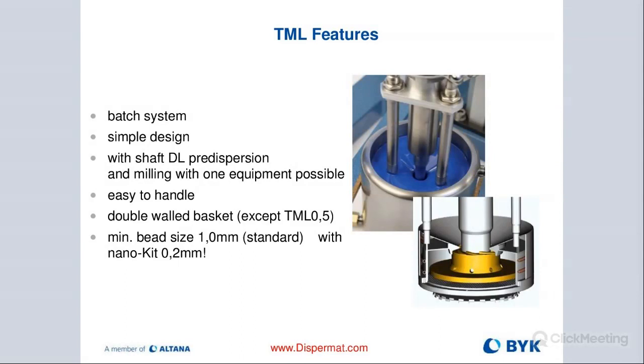With the DL shaft, that's the attachment that goes onto our Dispermat, that would allow you to mill and disperse with one machine. So you go back and forth like that, with a bayonet style quick change system. Very easy to handle. The baskets, again, are all double walled for proper cooling, except the smallest one, the TML05. Unfortunately, we don't have cooling capabilities there. You just have to cool through the container, which needs to be double walled as well. And then we can have that nano kit for very small media if you want to mill down into that small nano range.